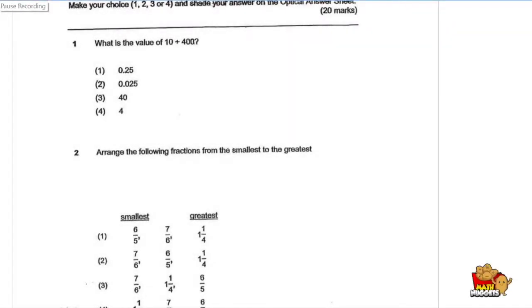So the first question, 10 divided by 400. You can't really see due to the printing, it's actually divide. So 10 divided by 400. I will split this up. I'll split 400 up. So it's actually 10 divided by 4 divided by 100.